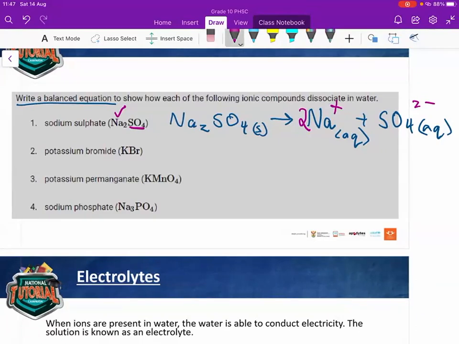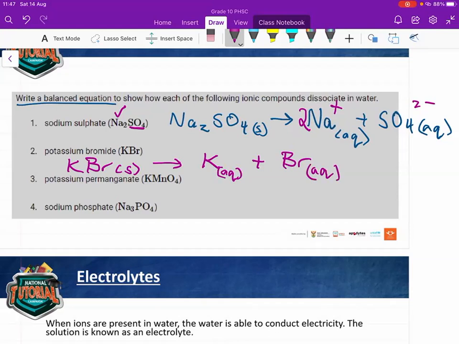Potassium bromide, we're going to have our KBr, which is going to be a solid. And it's going to be put in water and it's going to break up into its ions, potassium ions and bromide ions. And whenever ions have dissolved, it's aqueous, so we use our correct state symbols.